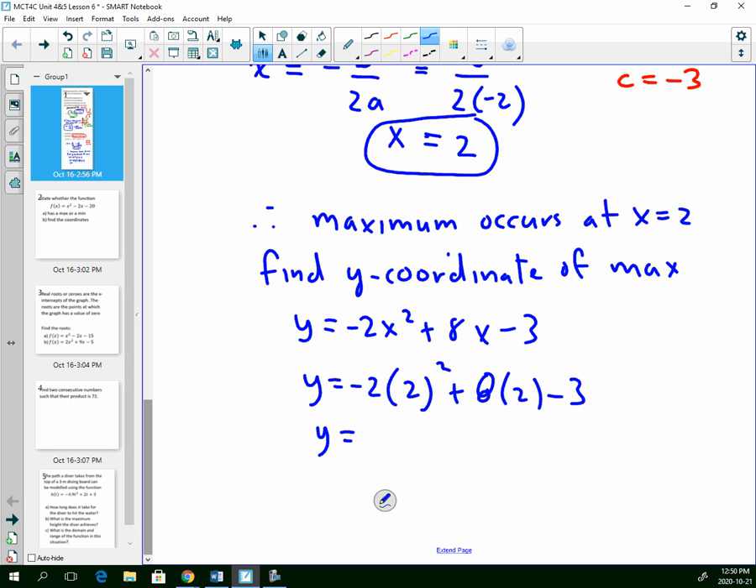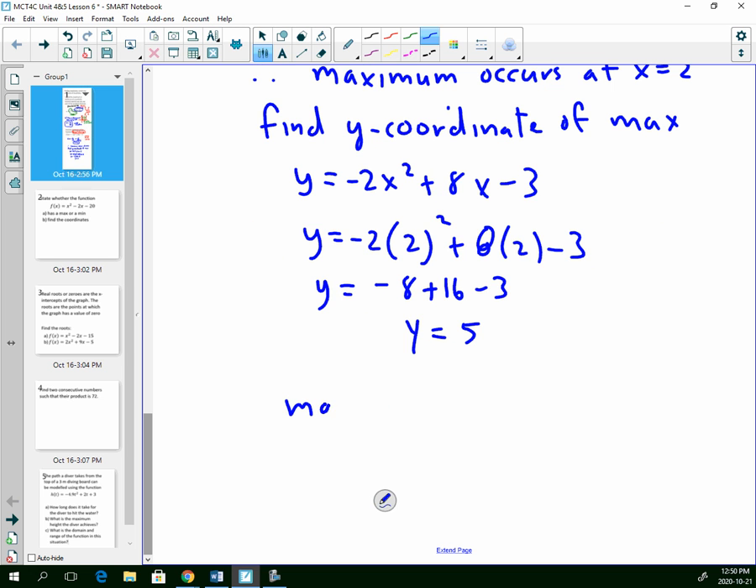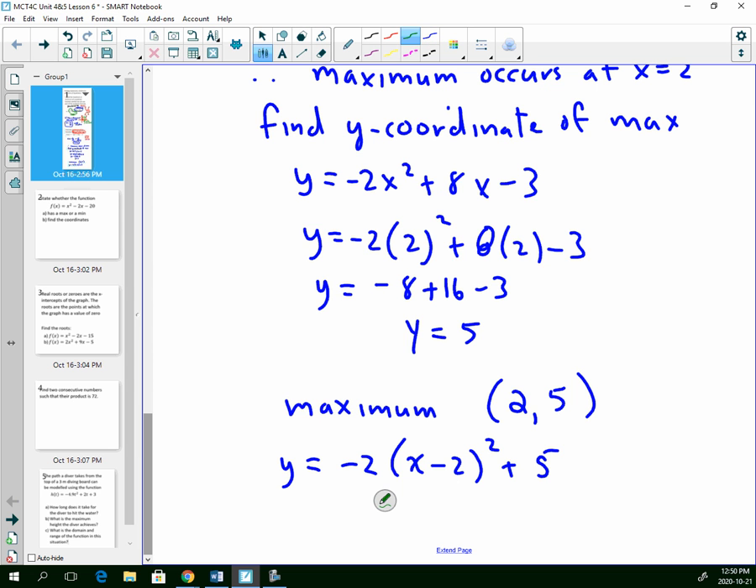Negative 8 plus 16 minus 3, and that's 8 minus 3 is 5. So the maximum of this quadratic occurs when x is 2 and y is 5. If I were writing it in vertex form, I just found the h and k. So I know that the stretch is negative 2. That's the coefficient on the x squared. And then I know it would be x minus 2 squared plus 5 because I just found h and k.